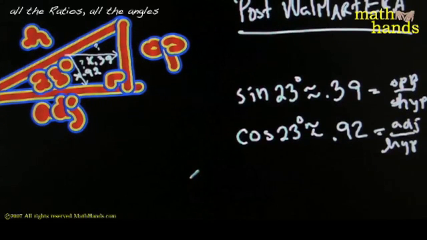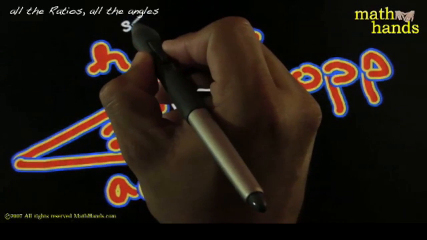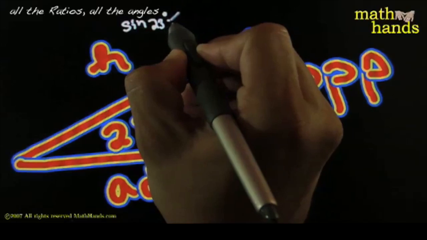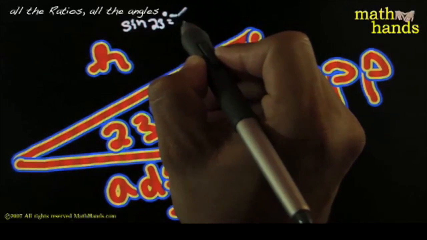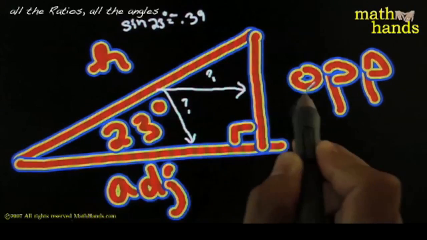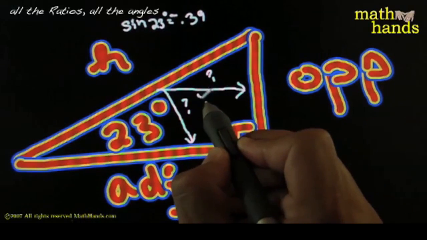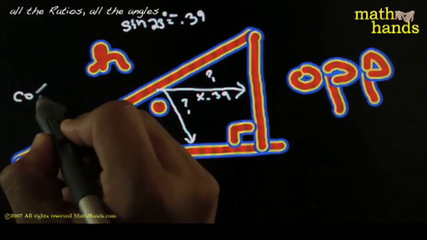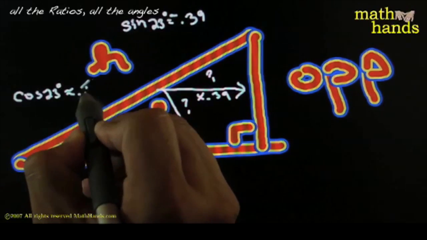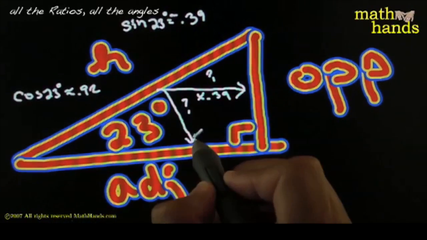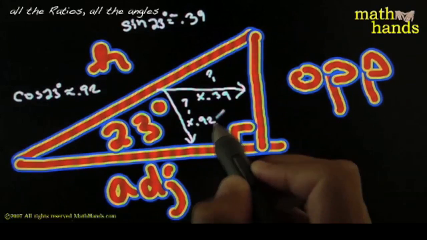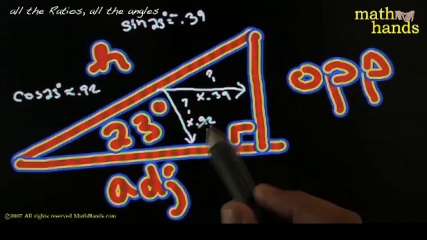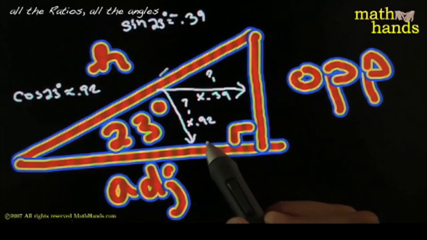Let me rephrase that. Let me redo that so that there's no doubt. So sine of 23 degrees, which is the ratio of opposite to hypotenuse, is approximately 0.39. That means to go this way from hypotenuse to opposite, you would multiply by 0.39. Obviously, to go backwards, you would divide. And cosine of 23 degrees is approximately 0.92. That means to go from the hypotenuse to the adjacent, you would multiply by 0.92. It's approximately 92% of the hypotenuse. Of course, to go backwards, you would divide. Clear?